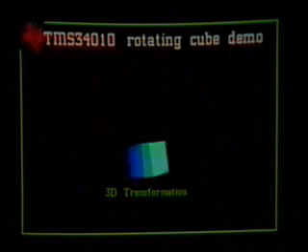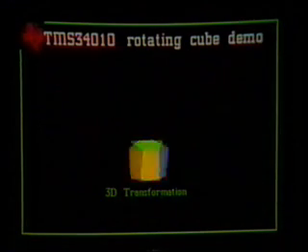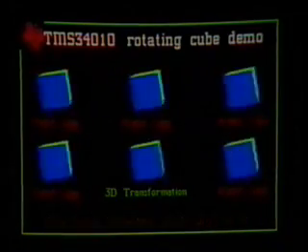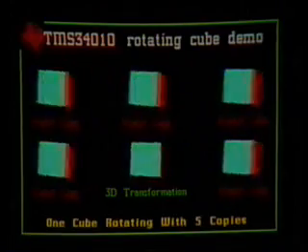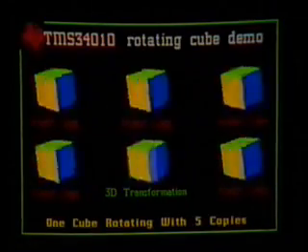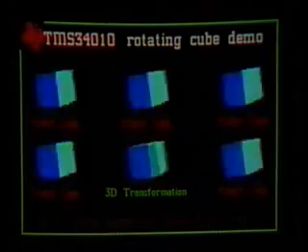This rotating cube is being generated like the dodecahedron at the beginning of this demonstration. Now 5 blitted copies of the original are being made in real time with no reduction in speed. The 34010 executes these types of blit moves at a rate of 25 million bits per second.